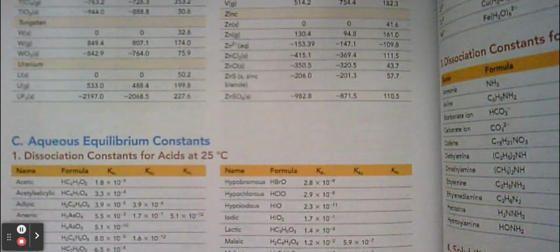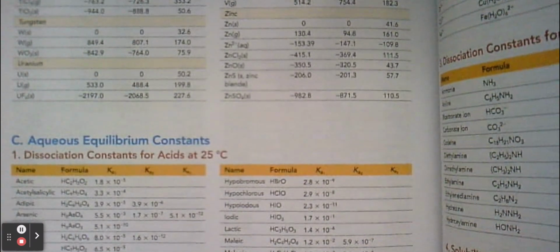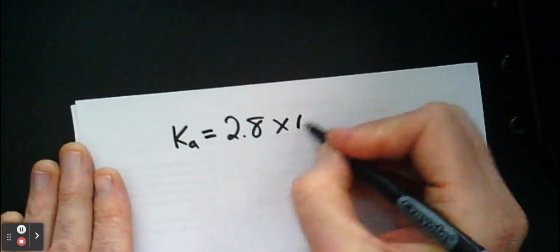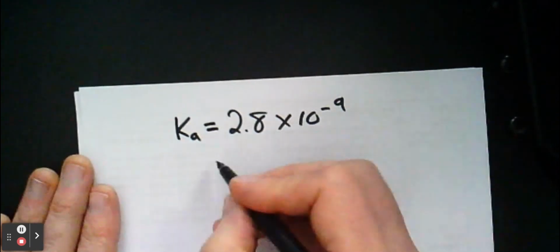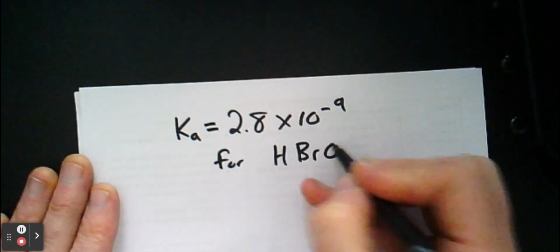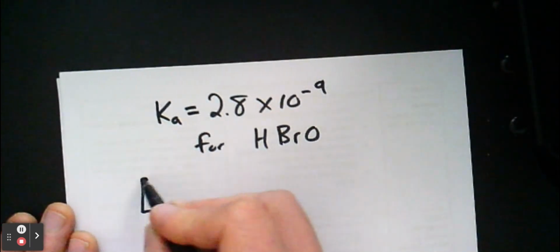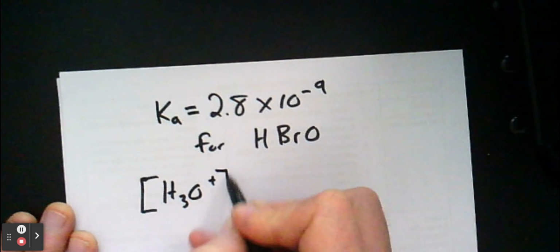Let's say my Ka, I'm going to go look one up. So here I am. This is hydrobromous acid, HBrO, 2.8 times 10 to the negative ninth. That's my Ka value. 2.8 times 10 to the negative ninth. All right, now this is for HBrO. So what is my concentration of H3O plus?